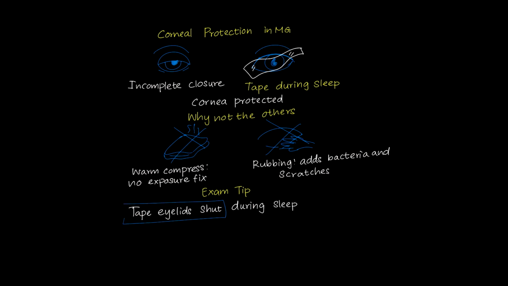Here's a D444 OA exam tip for you. Myasthenia with drooping lids equals tape eyes shut at night. Memory hook. Tape the lids, save the cornea.